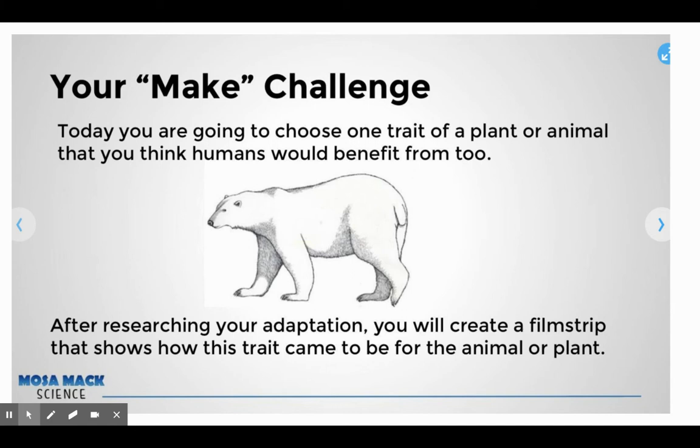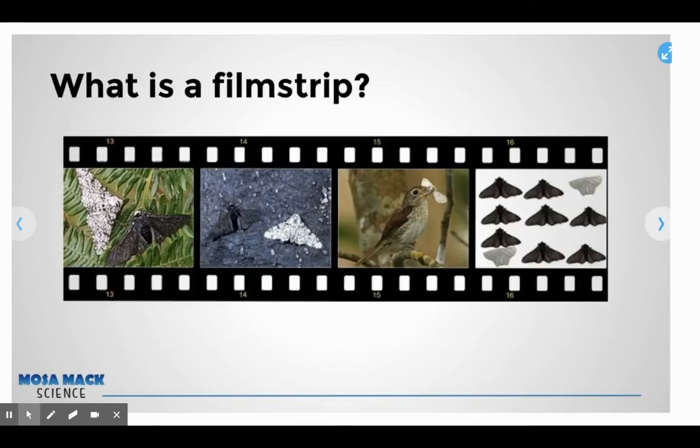So you're going to choose one trait of a plant or animal that you think humans could benefit from, and you're going to create this as a film strip. Really, we're just going to create a slideshow about this trait and how you believe it came to be. So evolved or appeared or became more popular in the population. Remember, the traits that are the best for survival are the ones that tend to show up in the population the most. And you're going to create a short presentation to tell us about it.